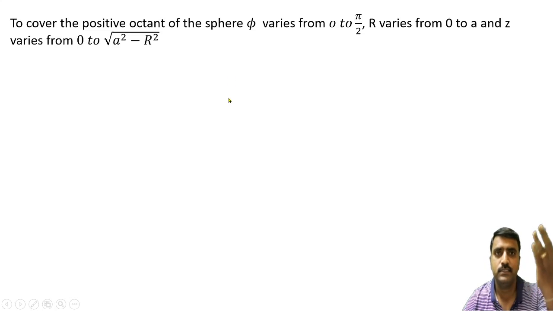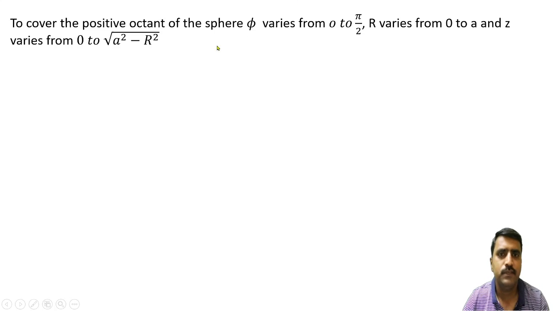we are dividing that with the x, y, and z axes, so then we have a total of 8 parts. Among that, the first octant means one by 8 part. In the first octant, all x, y, z are positive. So to cover the positive octant of the sphere, here in the first octant, like a quadrant, what you are talking about in 2 dimensions, like that in 3 dimensions, the first part is called the octant.